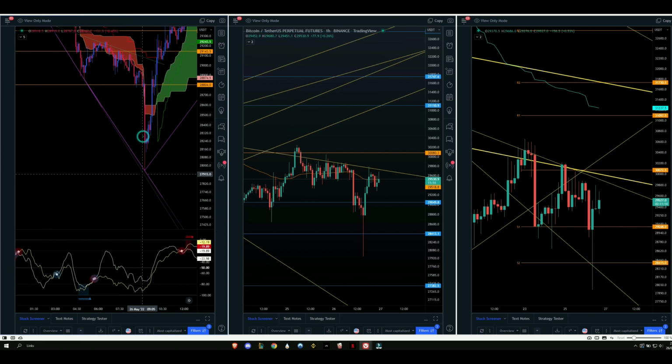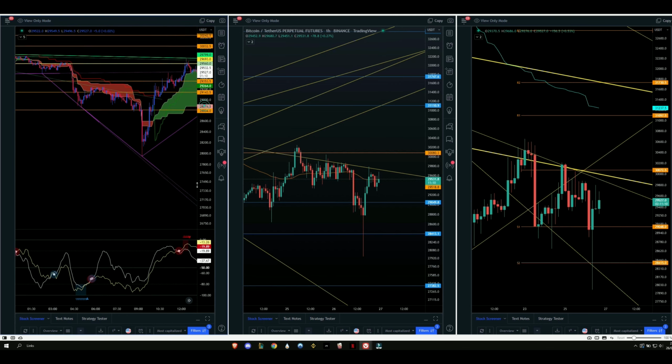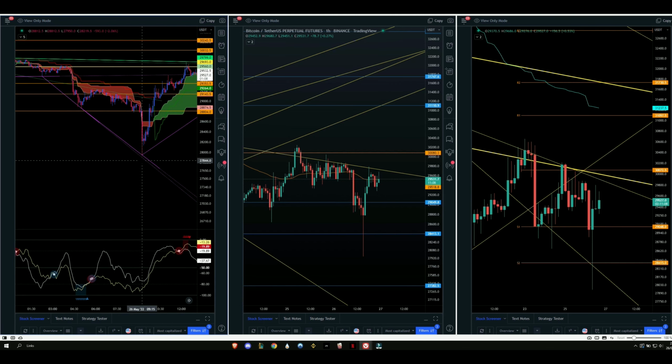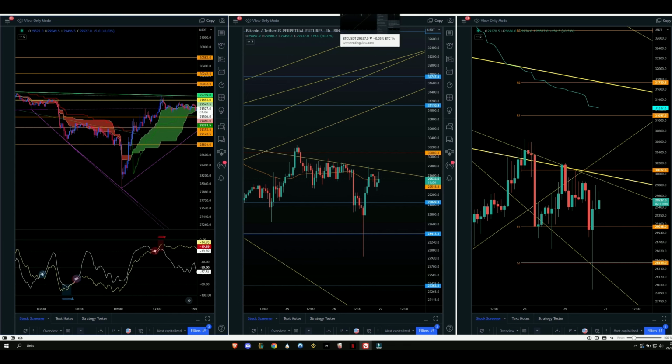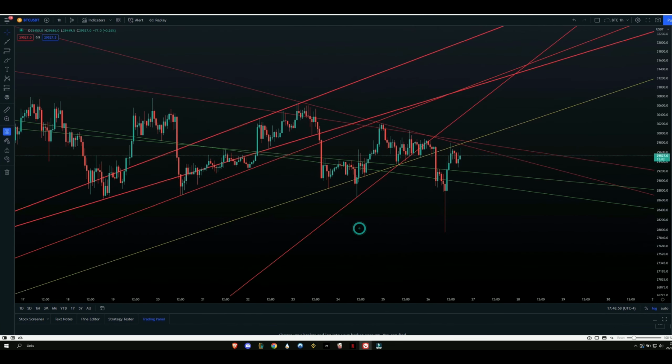I mean, this wick is absolutely spot on. You see, so it's good to have these automatic lines drawn for you. So yeah, guys, keep these charts open. Draw your own to learn as well, but always keep the charts open.